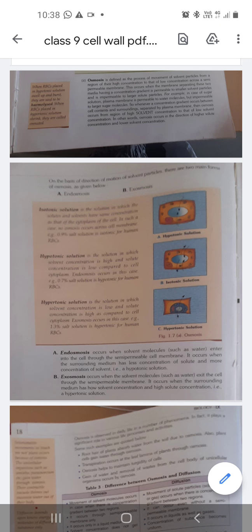How is osmosis observed in our daily life? In fact, it plays a significant role in various activities of life. Examples are: the root hair of the plant absorbs water from the soil due to osmosis. Transpiration occurs at the leaf lamella of the plant through osmosis. Osmosis helps to maintain the turgidity of the cell. Gain of water and removal of waste from the cell body of unicellular organisms occur by osmosis. Now, there is a question: what is the difference between osmosis and diffusion?